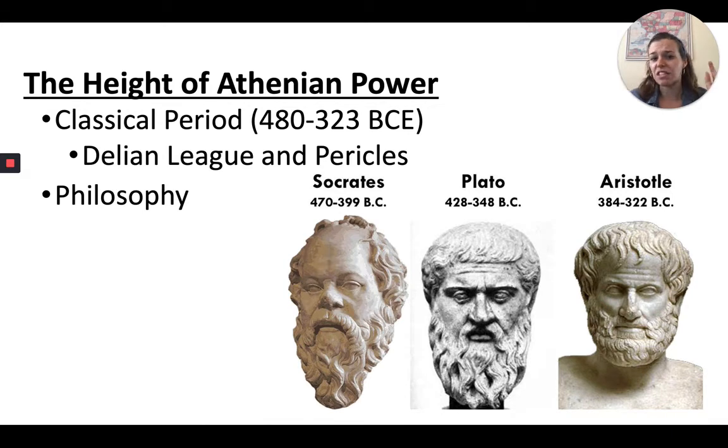All right, one of his students is going to be Plato. So Plato is going to found the Academy. It's this prestigious school of philosophy. And he's really going to ask the question, is utopia possible? Can we form a perfect society?